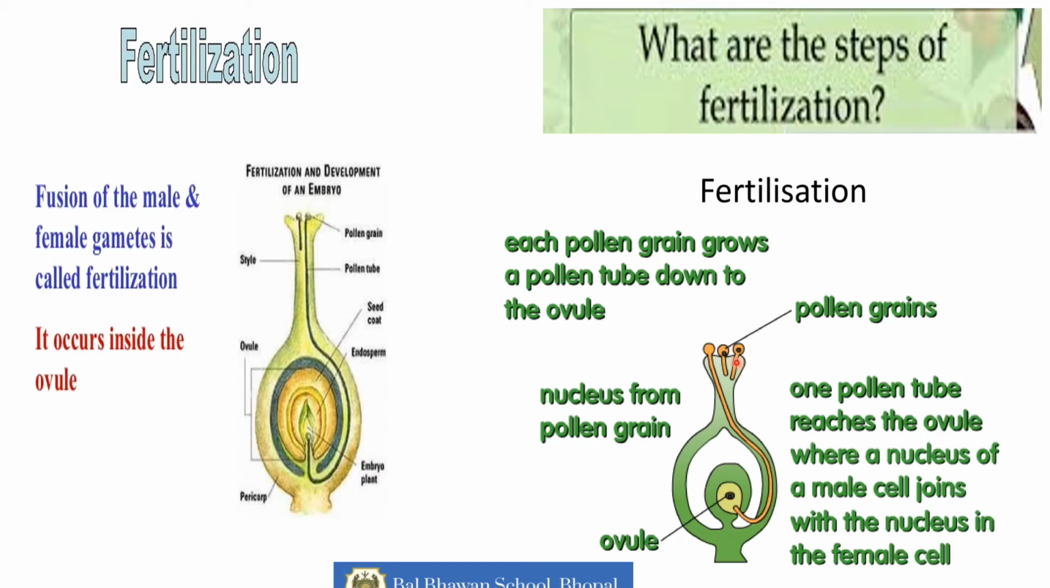First of all, the pollen grain which is present on the stigma. Now each pollen grain grows into a pollen tube. Now this pollen tube reaches the ovule where the nucleus of a male cell joins with the nucleus in the female cell. And this is what is called fertilization.